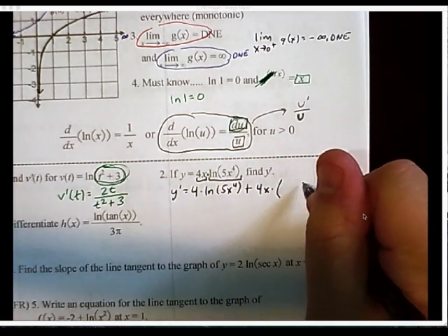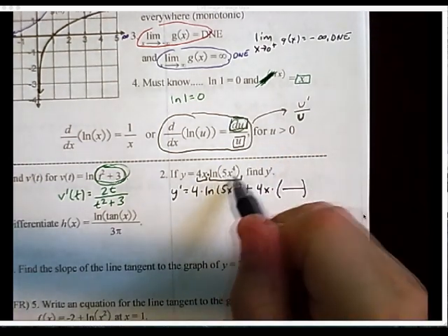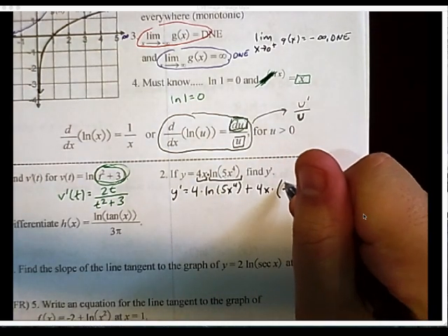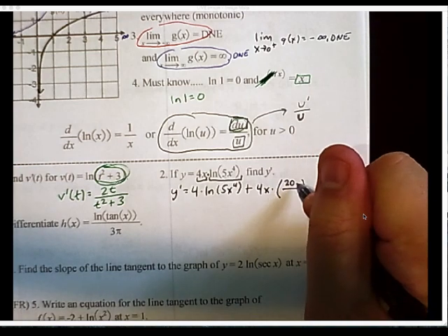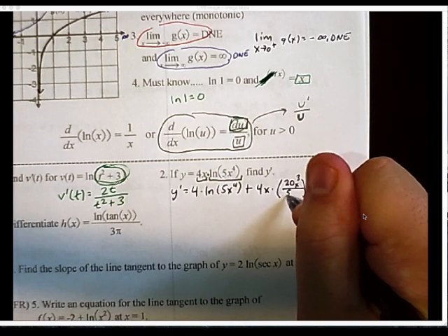Product rule always plus. The first, 4x, times the derivative of this thing. Well, how do I find the derivative of that thing? I'm going to take the derivative of 5x to the 4th, which will be 20x to the 3rd, back over 5x to the 4th.